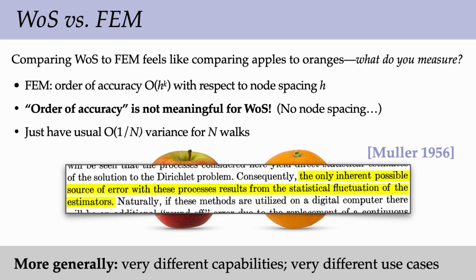And so the answer I would first give is that generally, these are very different methods. They have very different capabilities. They have very different use cases. And the best thing to think about first is what is the appropriate problem for each of these methods, not which one has the faster rate of convergence.